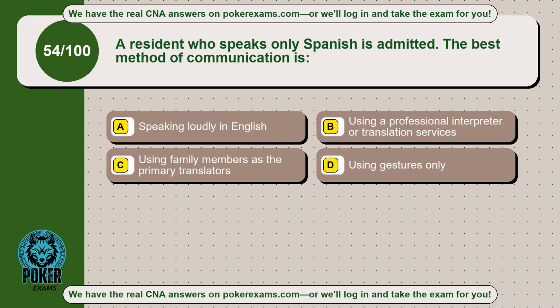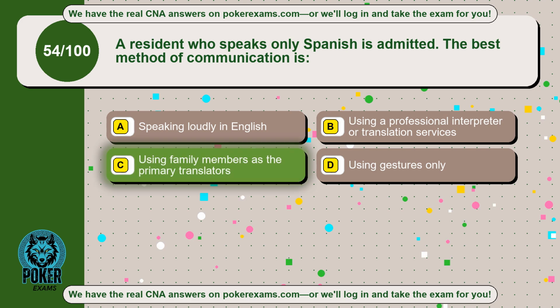Question 54. A resident who speaks only Spanish is admitted. The best method of communication is: Option A. Speaking loudly in English. Option B. Using a professional interpreter or translation services. Option C. Using family members as the primary translators. Option D. Using gestures only.